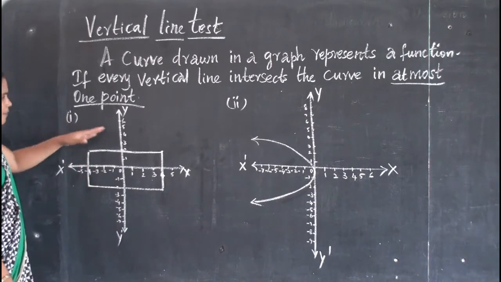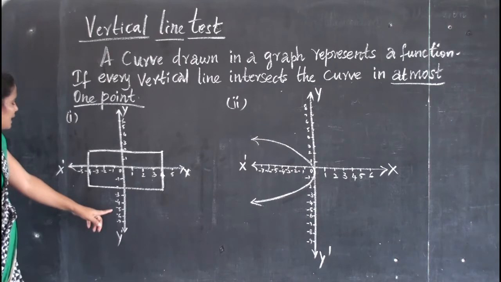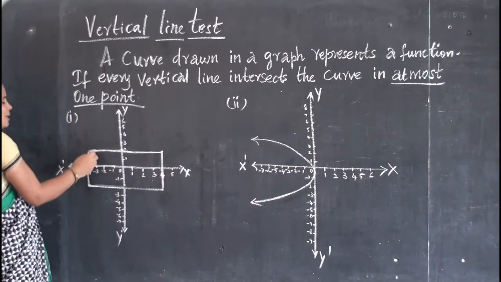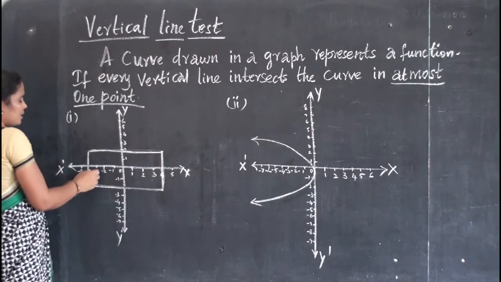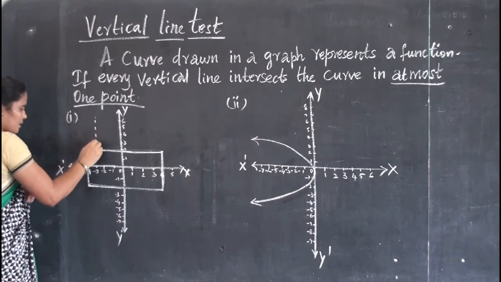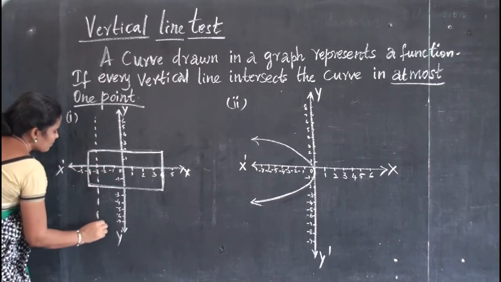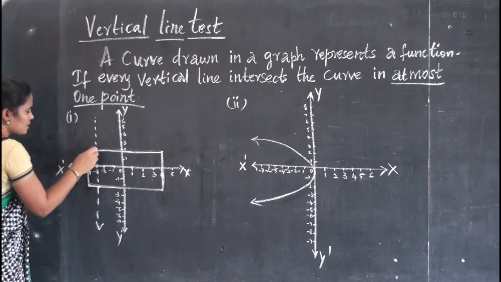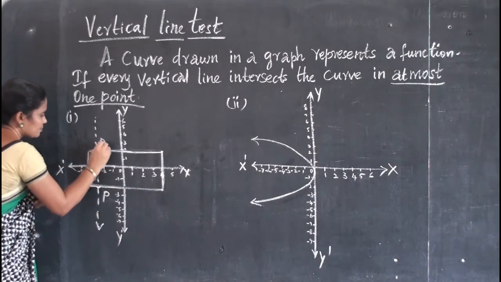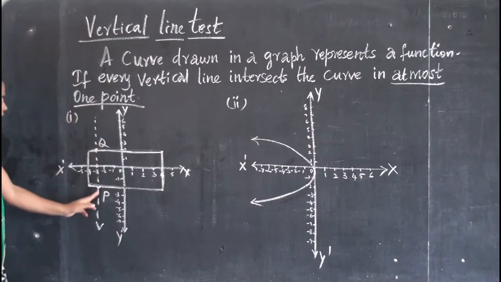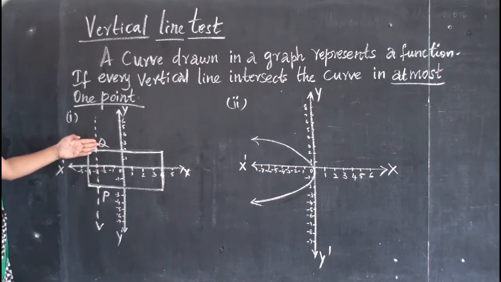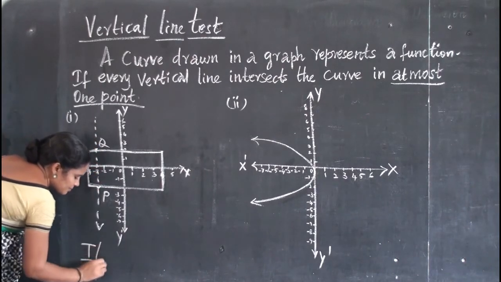Now let us see an example. Here we have a graph representing a straight line as well as a parallel line, forming a figure. Wherever we draw a vertical line, we get 2 points, P and Q, after intersecting the given figure. It is more than 1, so it is not a function.